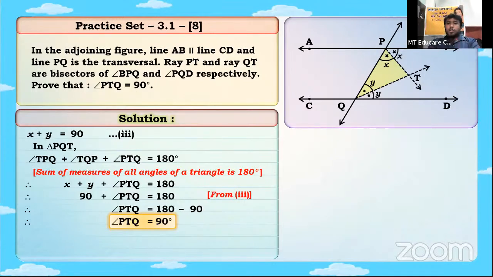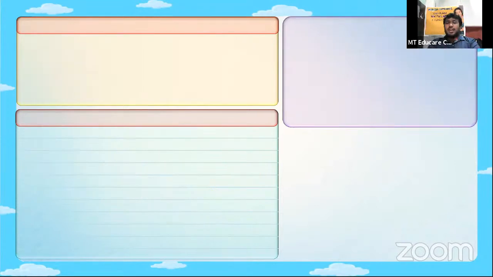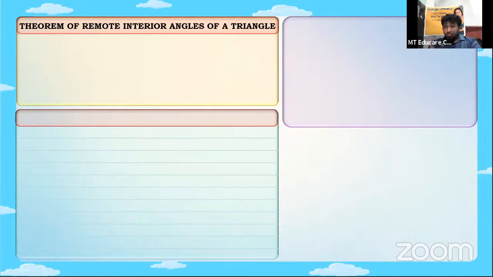Fine. Now students, we are going to start with a very interesting topic, that is proof of the theorem of remote interior angles of a triangle. Students, in the previous lecture, in last Sunday's lecture, we had studied what we mean by the theorem on remote interior angles of a triangle.